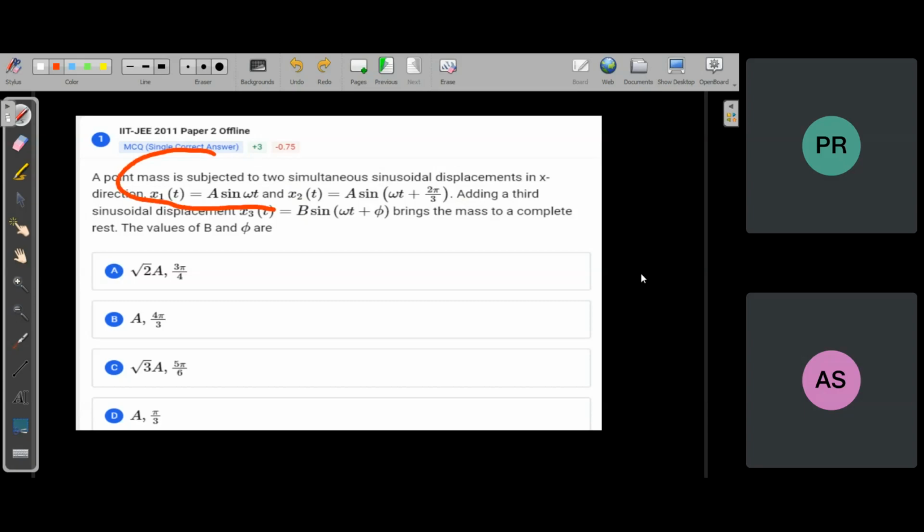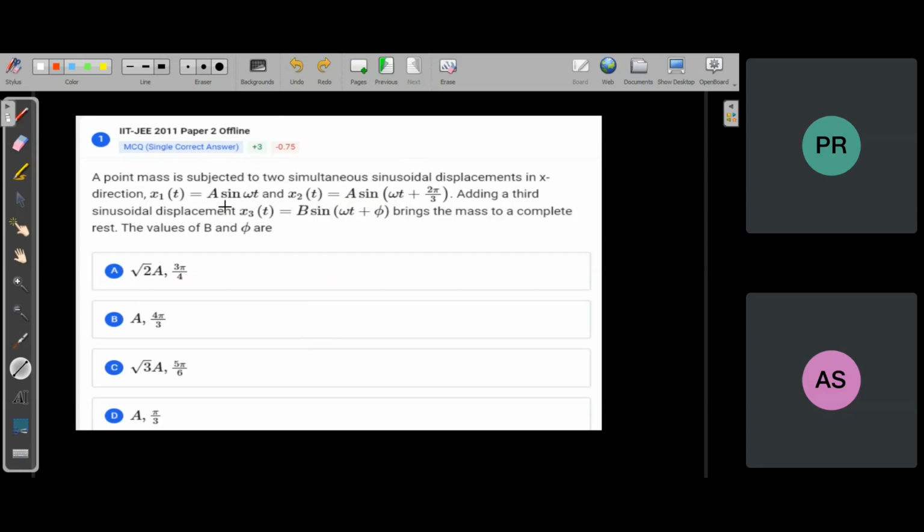So due to superposition of these two SHMs, the resulting motion will have some amplitude, and then when the third displacement is applied, it comes to complete rest. Here you can treat these displacements as vector quantities. Here you can simply do the vector addition of the displacements.